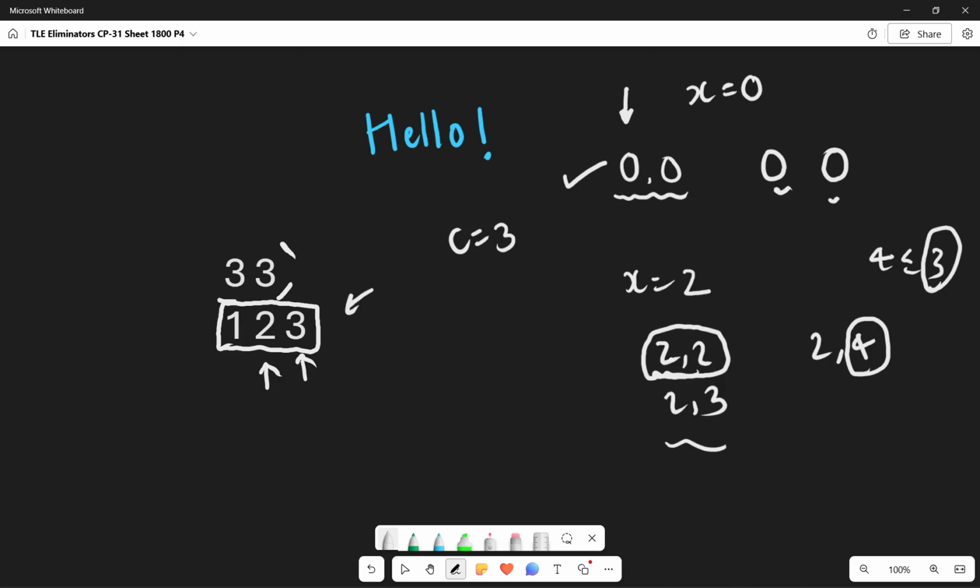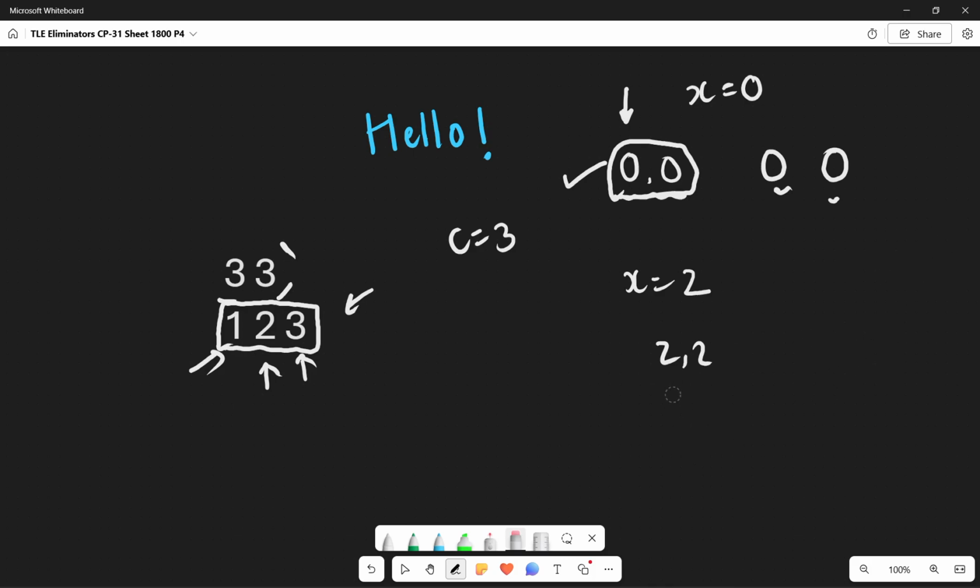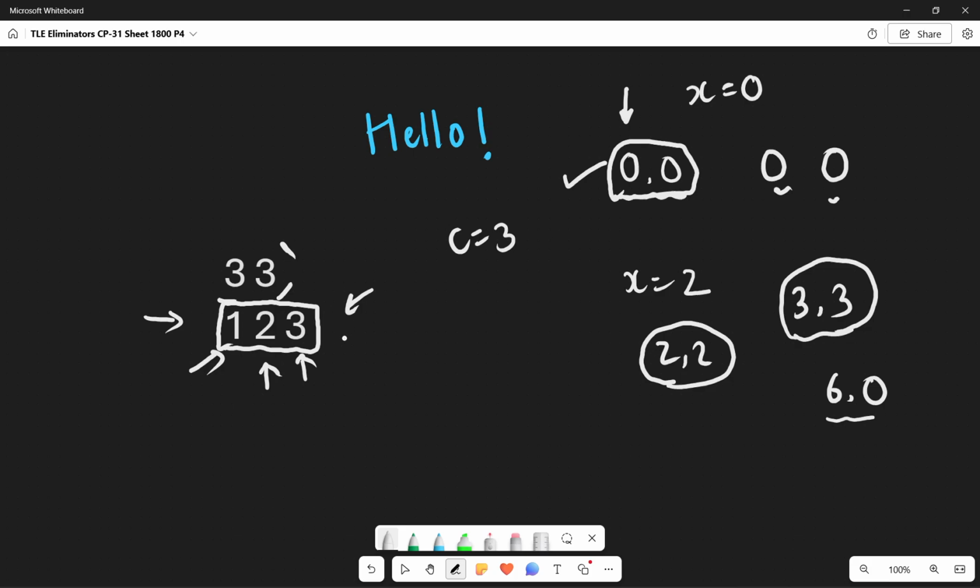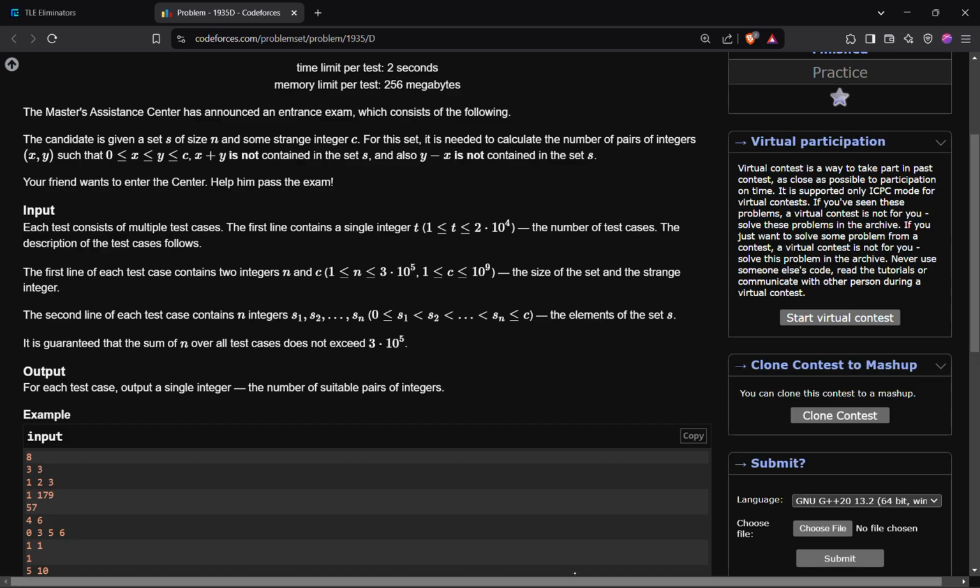So 2 comma 2 is also selected, 0 comma 0 is also selected, and what about 2 comma 3? Their subtraction 3 minus 2 is 1, which is present in the set, so we have to discard this pair as well. And the pair starting from 3, 3 comma 3, addition is 6 and subtraction is 0, both of them are not present in this set, so we will take this pair as well. So for this particular test case our answer is going to be 3, because these are 1, 2 and 3 pairs. Okay, so our answer for this test case is 3.